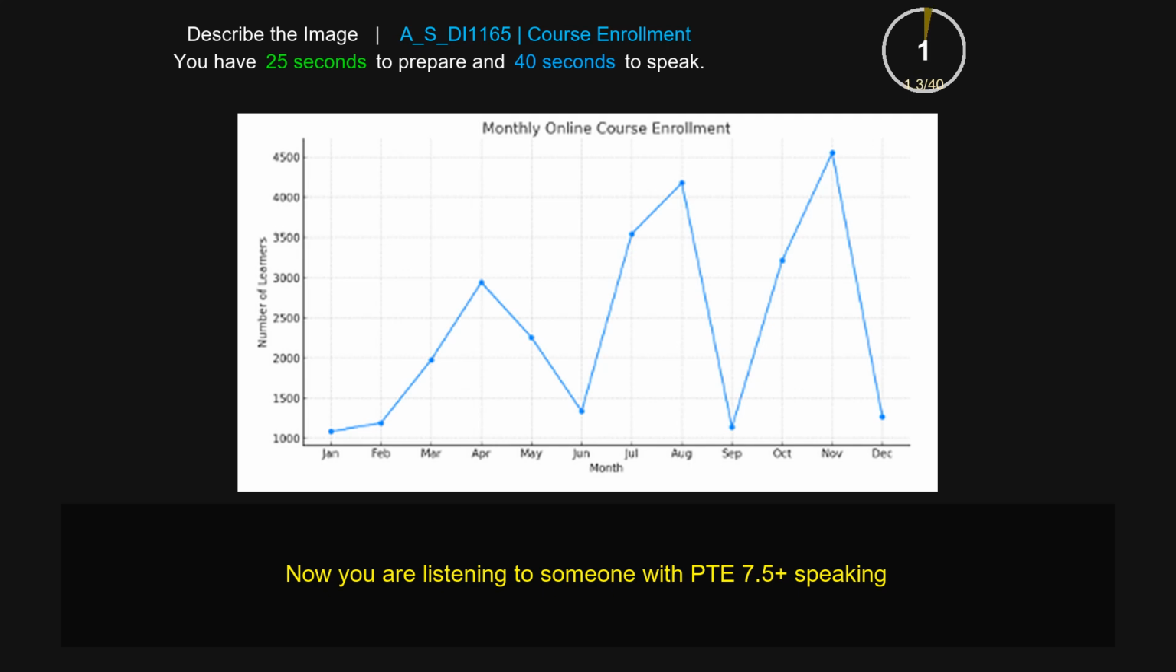The bar chart gives information about monthly online course enrollment. The x-axis represents months, from January to December, and the y-axis represents number of learners from 1000 to 4500. The highest proportion is covered in November, which is around 4500, and the lowest proportion is covered in January, which is slightly above 1000. The second highest number is 4000, which is in August. Overall, the bar chart is quite informational for me.